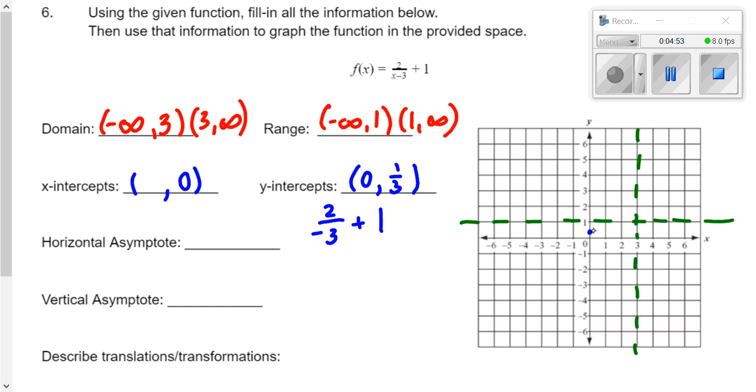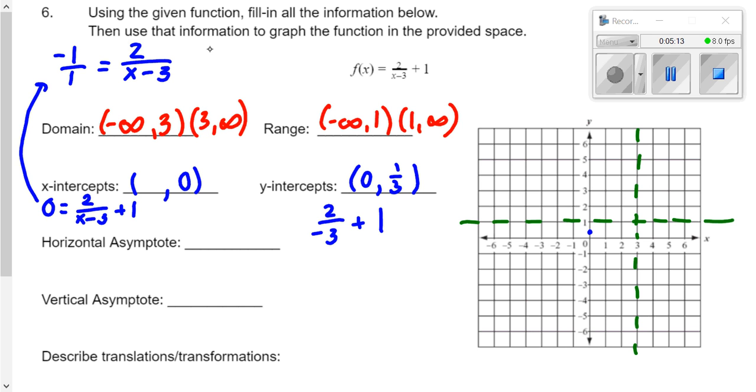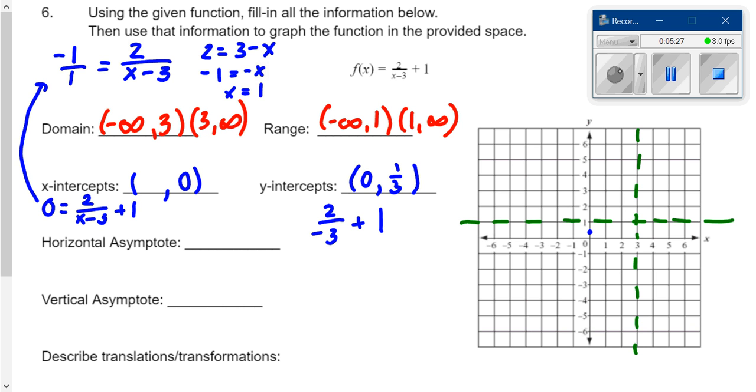And then if I were solving the other direction, this is when y equals 0. So I'd have 0 equals this equation. I'm going to go up here. So that would be -1 over 1 equals this. I just wrote that as a fraction to help us out. And cross multiply and solve. So then I have the point 1, 0. Okay, so plot that over here.